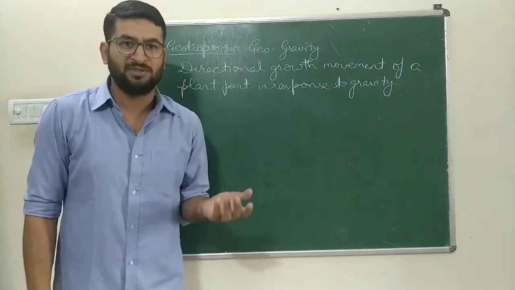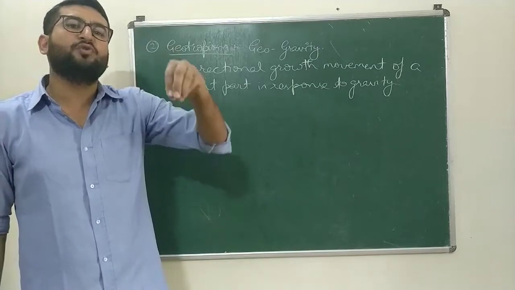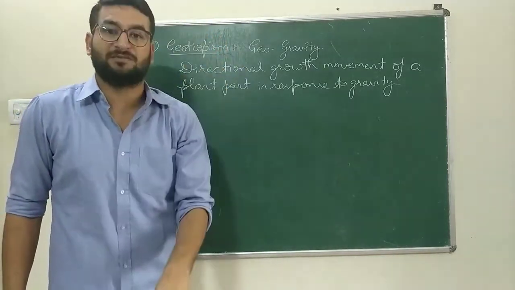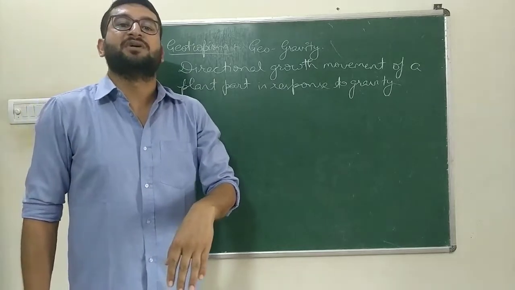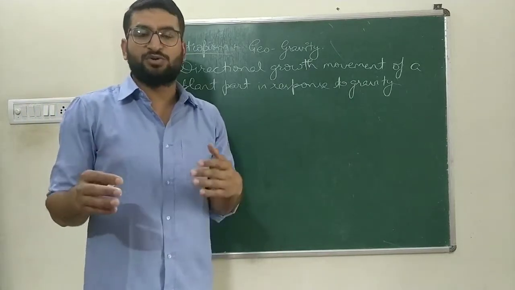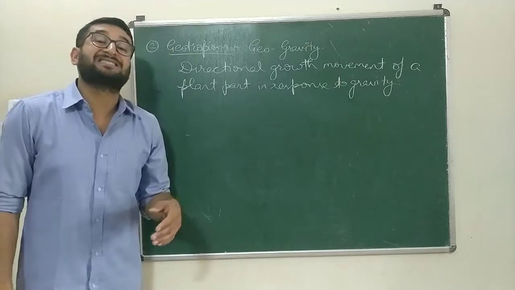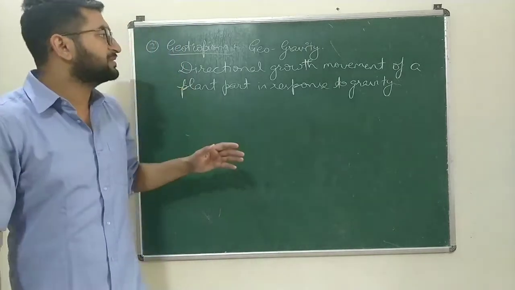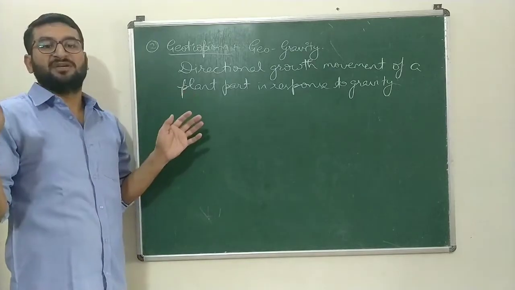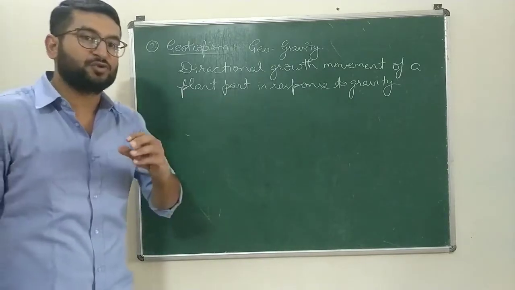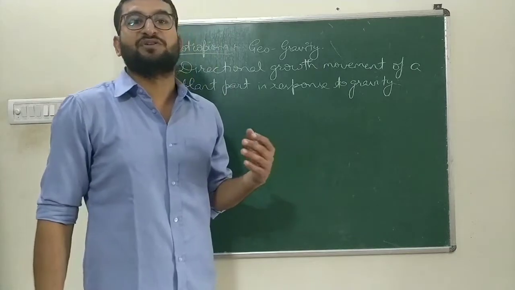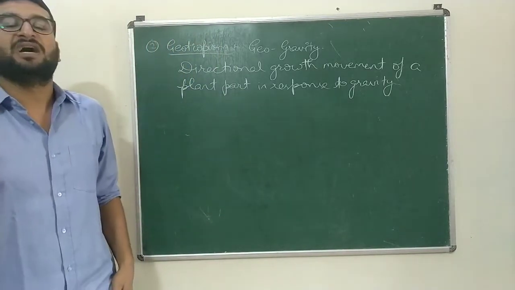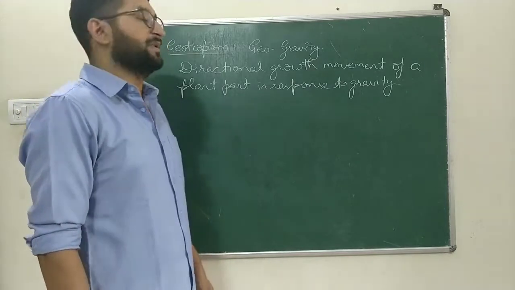Example, roots. As we all know, roots move towards the gravity. They move towards the center of earth in the downward direction. So roots are positive geotropic and stems are negative geotropic. Stems always move away from the gravity. So the plant parts which move towards the gravity are known as positive geotropic, and the plant parts which move away from the gravity are known as negative geotropic.